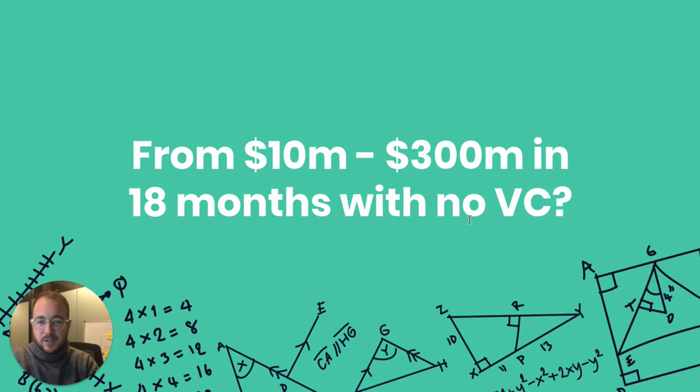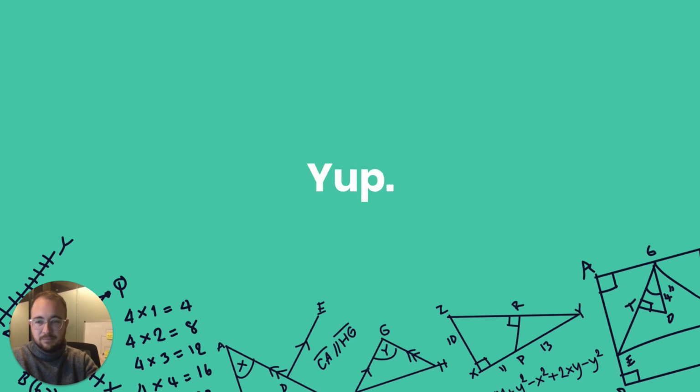So this is a fun topic. This is how to take a business using one of the key tactics from 10 million bucks to 300 million in 18 months. But the really key part here that I want to focus on is no venture capital, as our competitors had plenty of that, but we didn't want to go down that route. So did we really do this? Yeah, we did. And it was tough, but it was really, really fun.